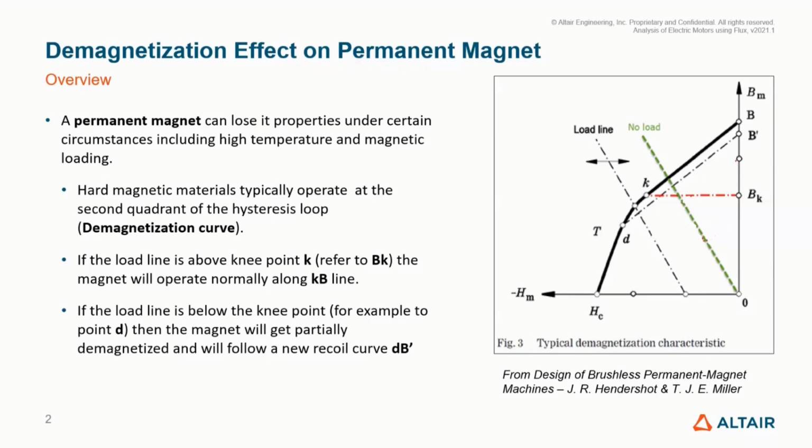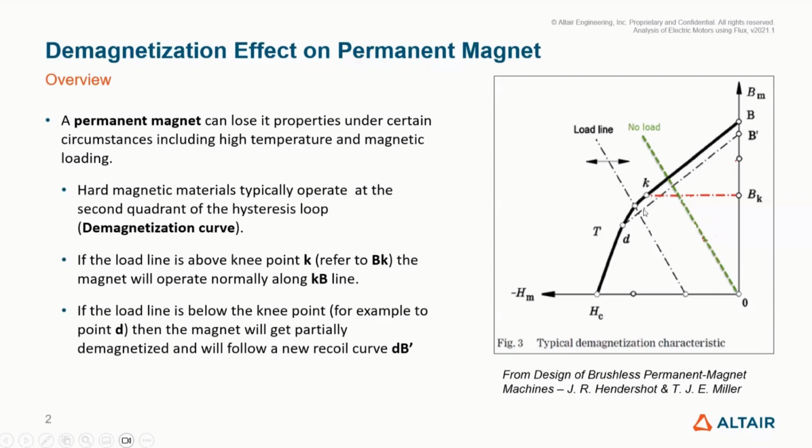As you can see, for the typical demagnetization characteristics, we enter into the second quadrant of the BH curve. You can see from the curve that we have a load line. If our working point is above the load line, say for example K as shown in the picture, this will be a normal operation and the machine continues to operate on the KB line.